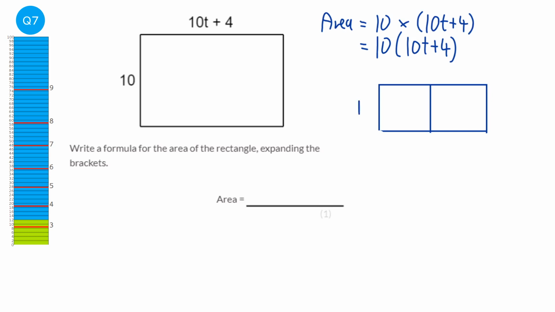So we've got 10 times 10t plus 4. So we're timesing them. So 10 times 10t, 10 times 10 is 100. So it'd be 100t. 10 times 4 is 40. So our answer will be 100t plus 40.